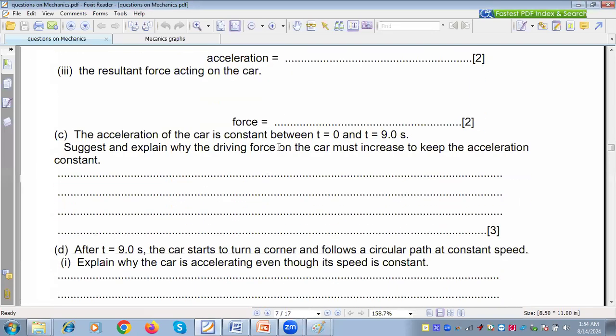The acceleration of the car is constant from 0 to 9 seconds. Suggest and explain why the driving force on the car must increase to keep the acceleration constant. Because when the car speeds up, air resistance also increases. If the driving force is the same, air resistance may cause a decrease in speed, and the car may go at a constant speed later on instead of accelerating. In order to keep the car accelerating, the driving force should also increase.